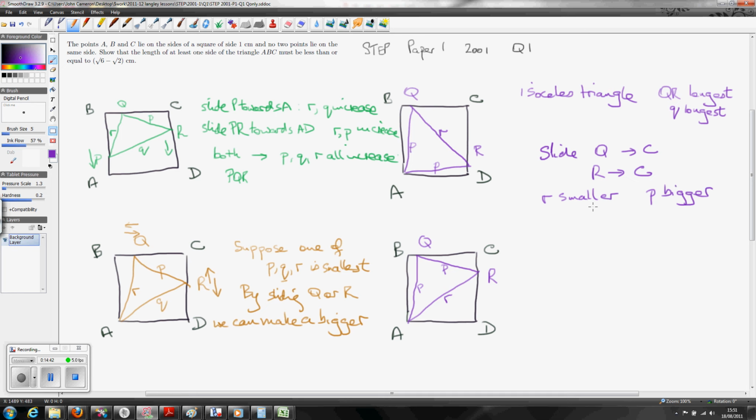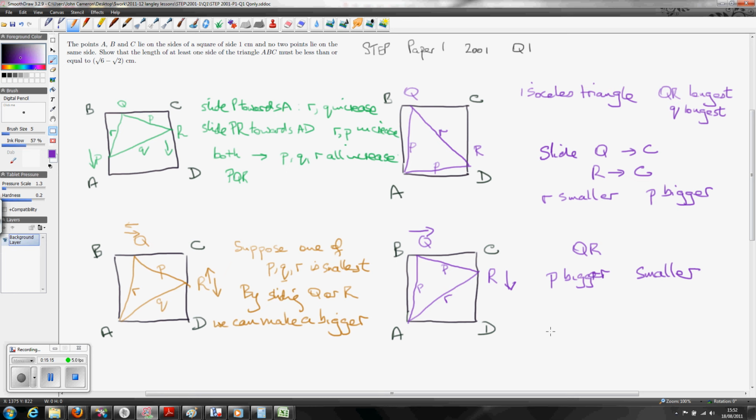And intuitively you can see that that will stop happening when you get an equilateral triangle, which is the one that we were actually wanting to show occurred. And in the bottom case it's nearly the same, except that QR has to slide round. So Q has to move this way and R has to move this way in such a way that it remains an isosceles triangle. So p again gets bigger and r smaller, and you contradict the fact that this was the optimal triangle in the first place.